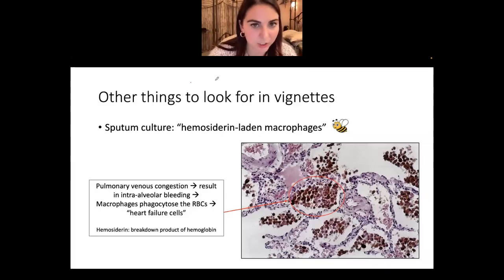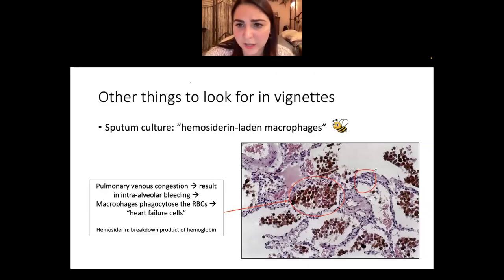And when they do a sputum culture, what you'll see is what's known as hemosiderin-laden macrophages. Without going into what macrophages are, you have immuno for that, these are basically AKA heart failure cells. That is the colloquial name for hemosiderin-laden macrophages. So if you look on this slide, they would do a sputum culture, stain it, and then you would see this clump of brown-red cells.